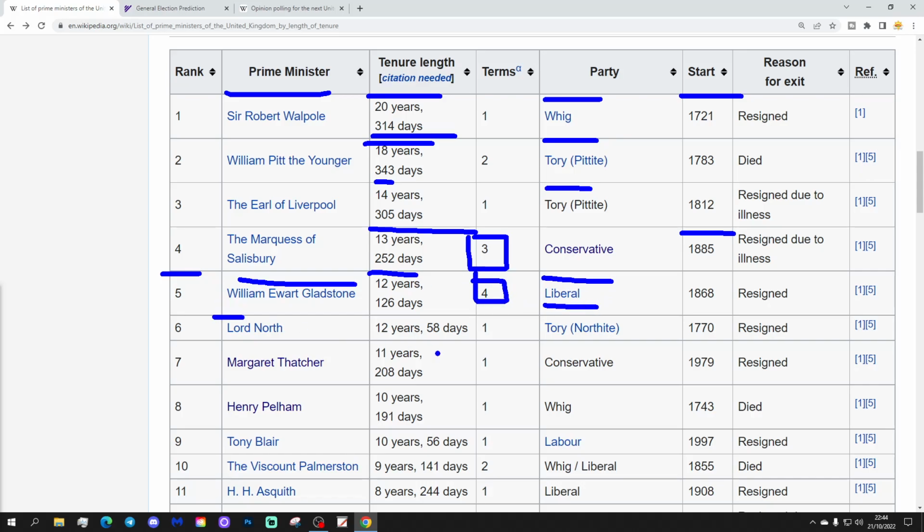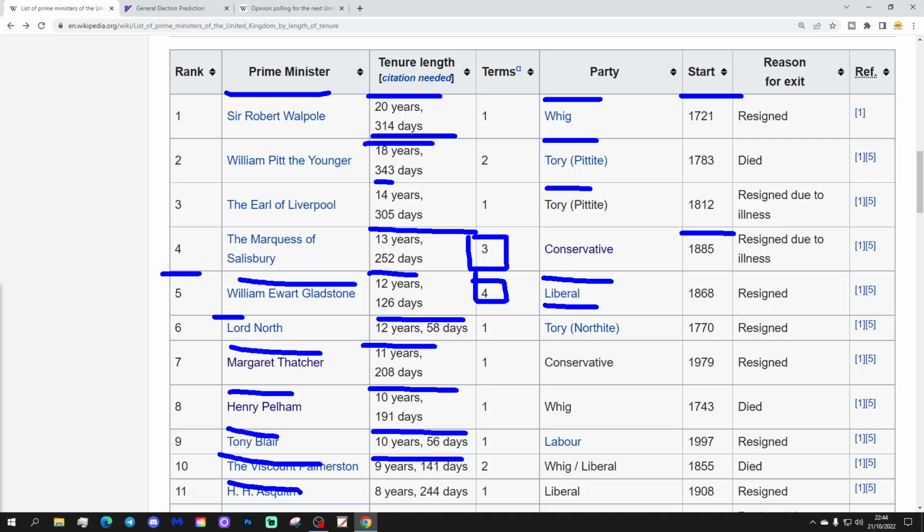Lord North lost America, but he managed to do 12 years. Mrs. Thatcher, Margaret Thatcher, did 11 years, 208 days. She's at number 7. Henry Pelham did 10 years. And Tony Blair, of course, quite recently, did 10 years as well, did a decade. Viscount Palmerston is at number 10. He managed 9 years. And Asquith, who was the rival to Lloyd George, he managed to do 8 years. So they're like the top 10, top 11.